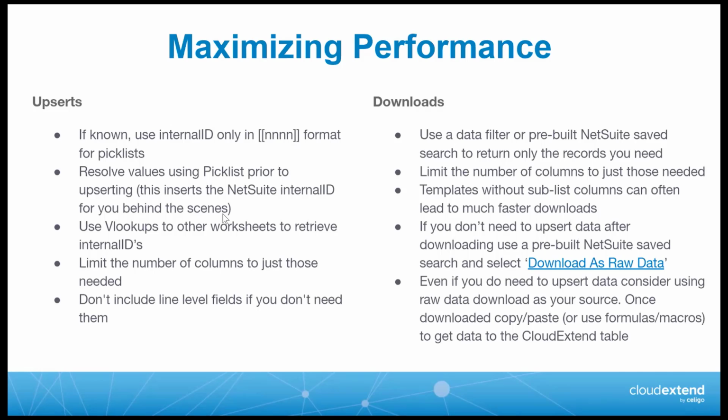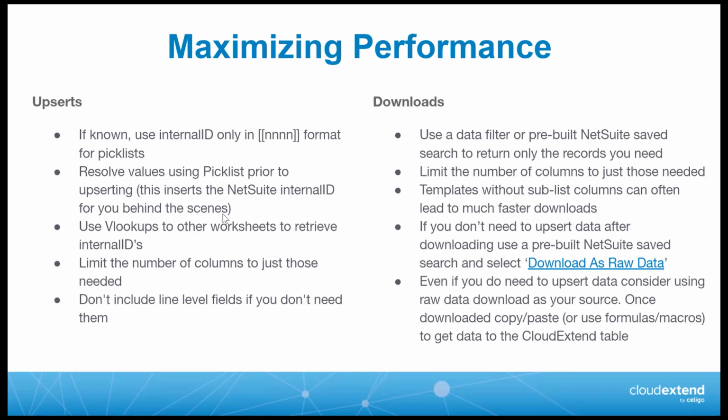And on the download side, we would recommend using either the CloudExtend data filter or a pre-built saved search that brings in only the records you want. So if you wanted to update sales orders for the past 2 days, don't download sales orders for the whole month. Just use the data filter to download just the records that you need. Again, the columns will have a big impact on the performance.